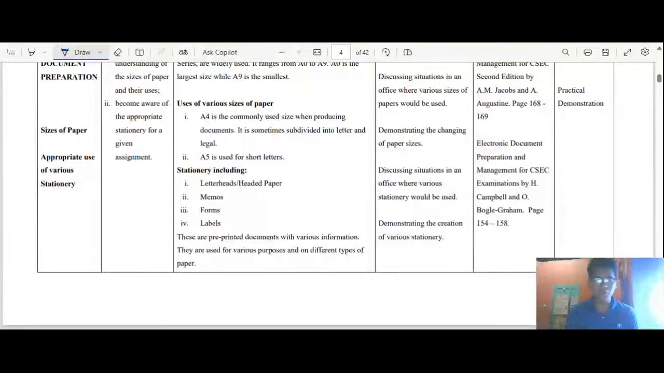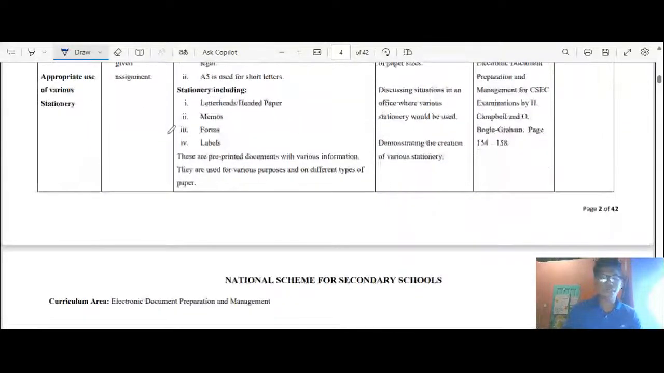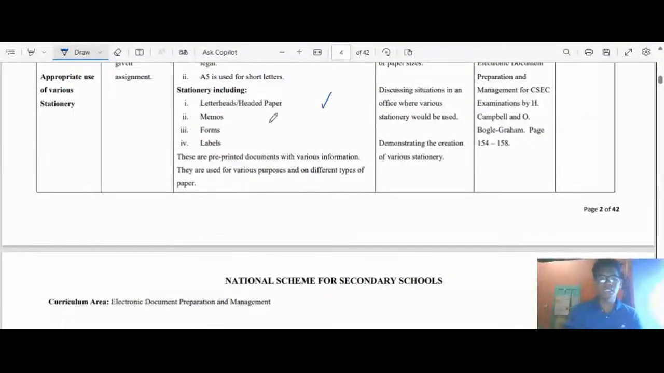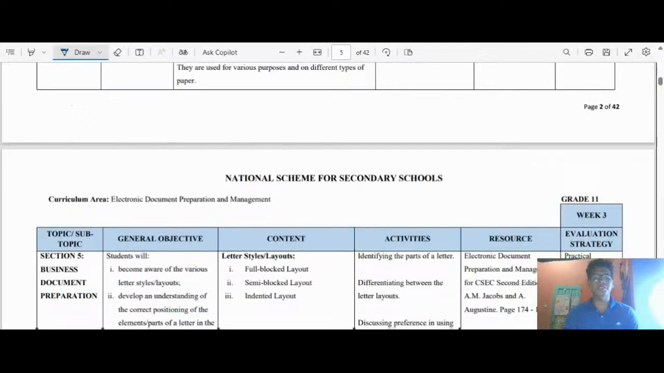A4 is a commonly used size when producing documents. It's sometimes subdivided into letter and legal. A5 is used for short letters due to its size. And we have stationery, including letterheads, memos, forms, and labels. They are pre-printed documents with various information, used for various purposes and on different types of paper.